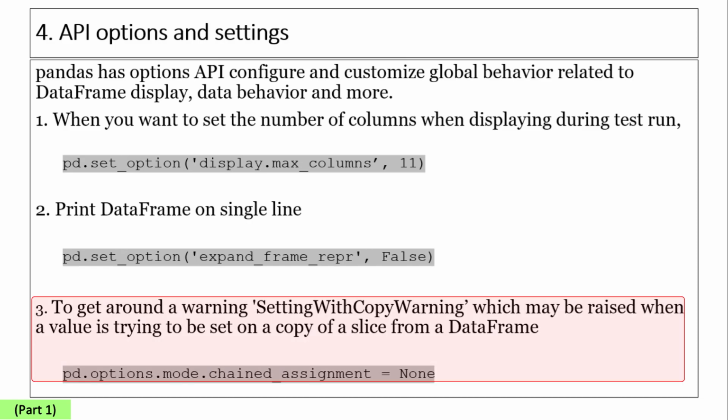Set chained assignment mode to None to get around the SettingWithCopyWarning. The warning is raised when a value is being set on a copy of a slice from a data frame. The warning is overridden by applying this option.